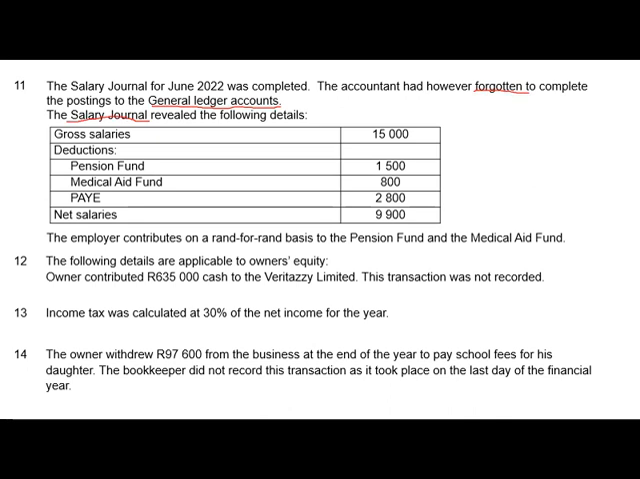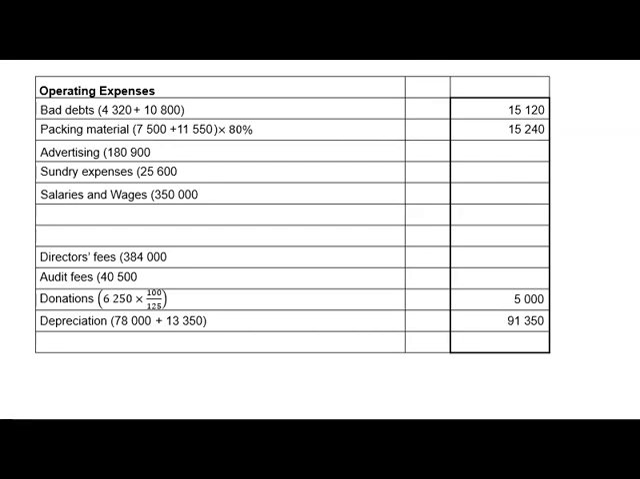Gross salary is 15,000. You just stop right there. That 15,000 gross salary, you take it to salaries and wages because it's your expense. Salaries and wages, you'll find them under operating expenses. You will record that as salaries and wages. You add it because it was forgotten. You add it. You're done. Let's move on.